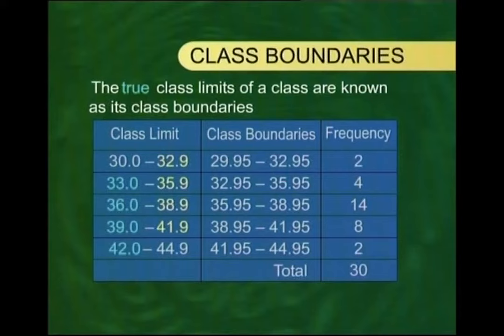30.0 ki jagah pe hum likhenge 29.95. Aur 32.9 ki jagah pe hum likhenge 32.95. Students, ye humne kya step liya hai? You know what we have done? We have stretched the class to the left and to the right. Yani 30.0 to 32.9 jo hai, usko humne stretch kar diya hai dono taraf, in order to get the true boundaries, the true limits of that class.